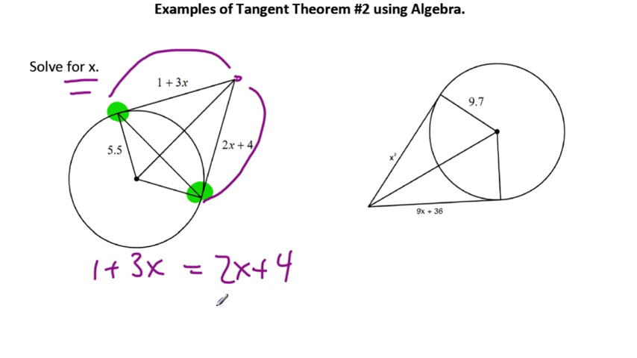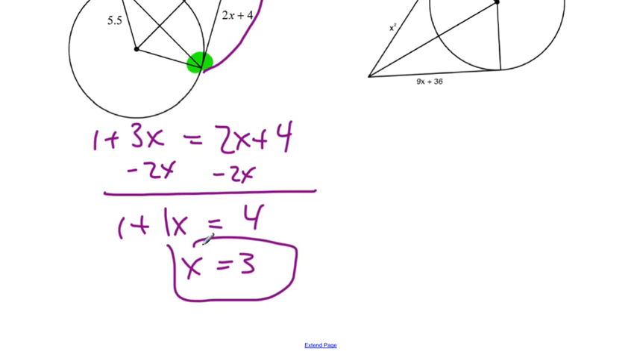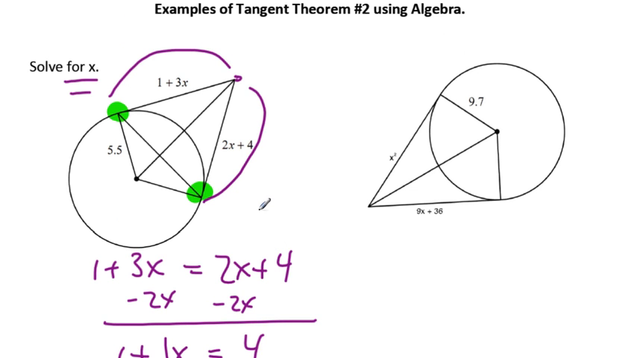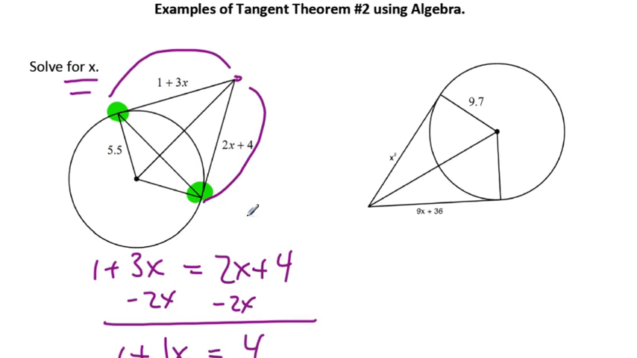Now what? Subtract 2x from each side. There it is. 1 plus 1x equals 4. Subtract 1 from each side, x equals 3. Done. Make sure they don't ask you for the tangent. Do they? No, solve for x. So we got x equals 3 for that one. We're all done. How about the next example?